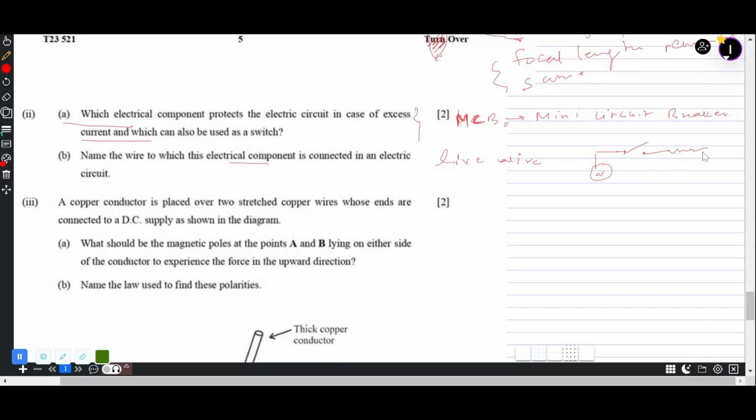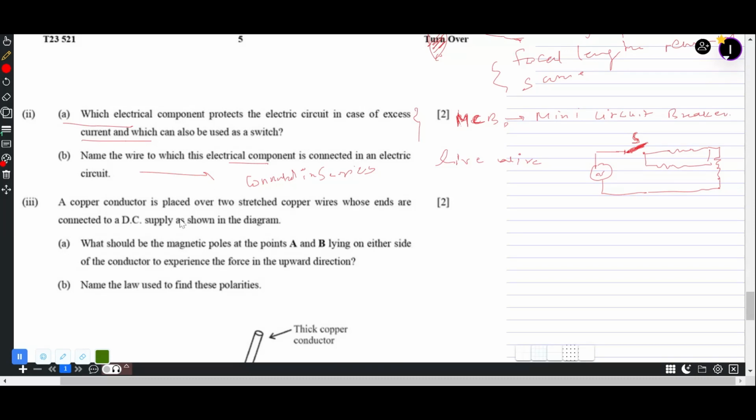Whatever appliances you have here, fan, light, or whatever else, home appliances are always connected in parallel. So this acts as a switch. This is your circuit key S. It's always connected in series. Live wire, it's connected in series.